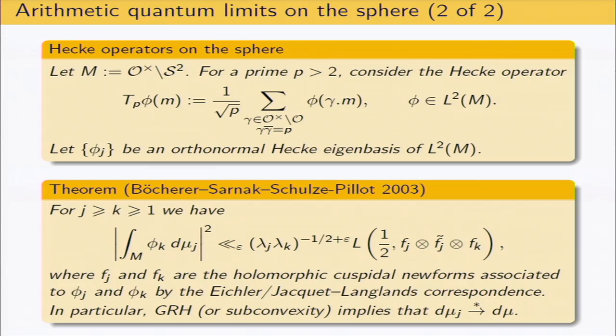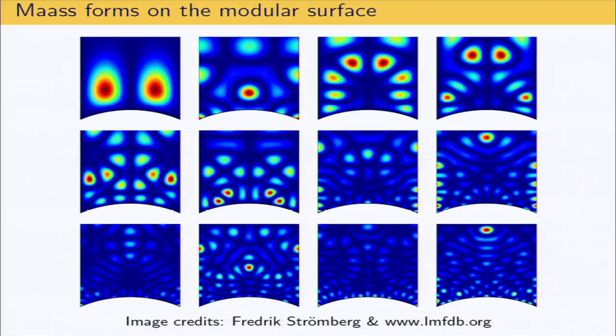In fact, it captures an optimal rate of decay lambda j to the -1/4 under GRH for true Hecke eigenbasis of L2M. And now I'd like to switch to the modular surface, finally, which is everyone's favorite. I start with some density plots of Maass forms.